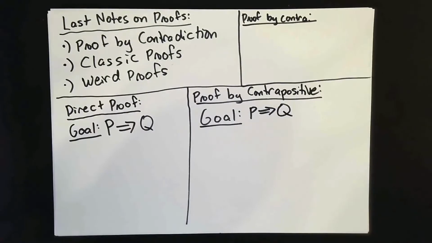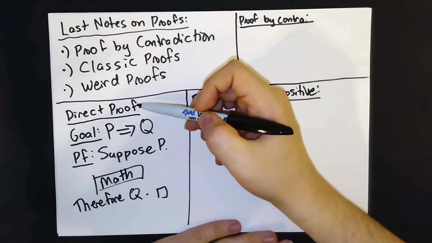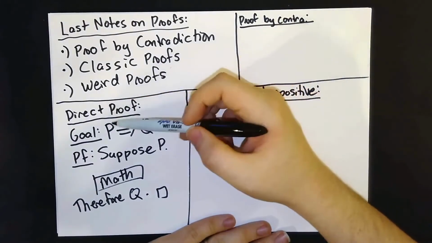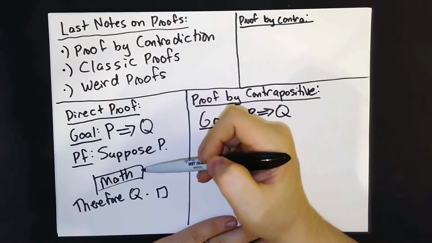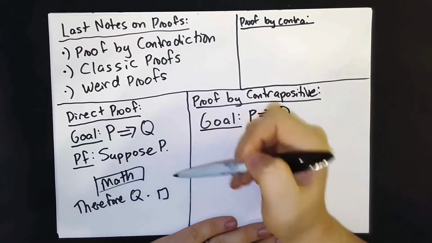And so before I define the outline of proof by contradiction, let's review the structure of direct proof and the structure of proof by contrapositive. Both direct proof and proof by contrapositive involve proving implications. So in direct proof, what did we do? Well, if we want to prove P implies Q, we started by supposing P, did some math, and then got to therefore Q, and then we were done.